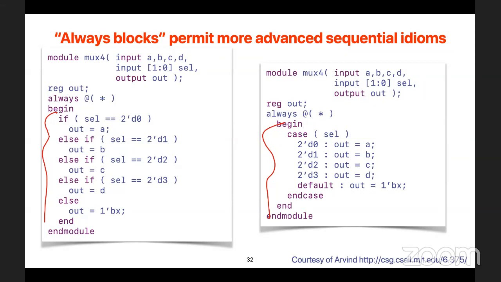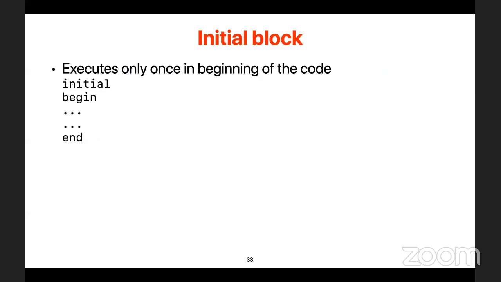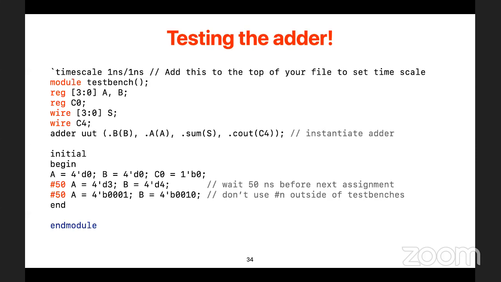All right. So in your benchmark code for the hardware design, you will definitely see an initial block, which is executed only once at the beginning of the code, and it's going to set up the initialization conditions for your code. So if you want to test the adder, you will write a module called testbench, and you will set a timescale like 1 nanosecond/1 nanosecond. It tells you that the numbers we put here are in nanoseconds, right?